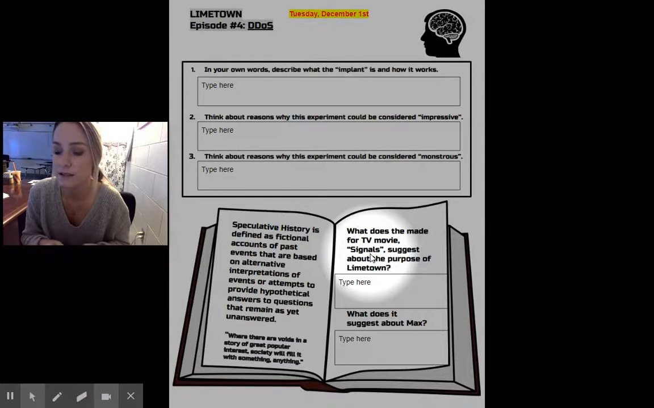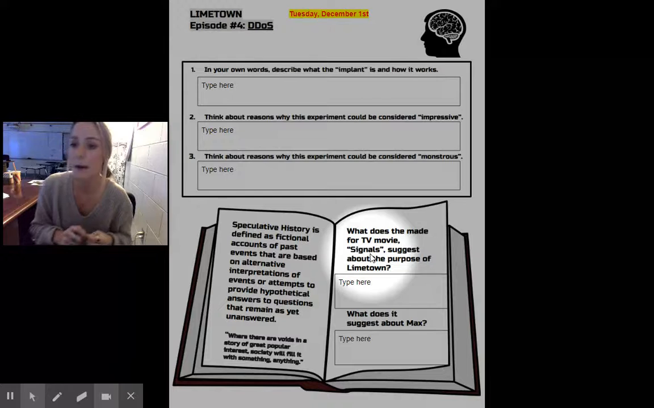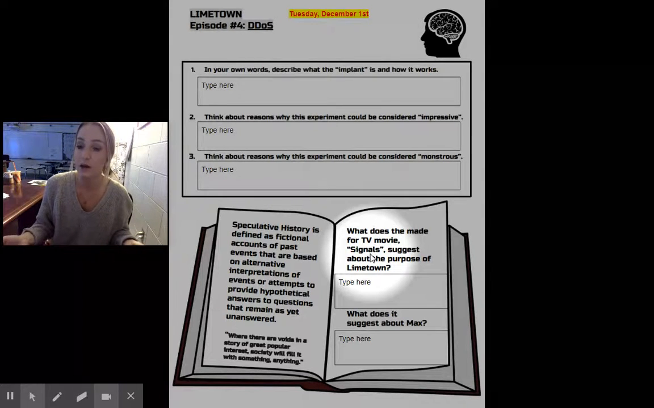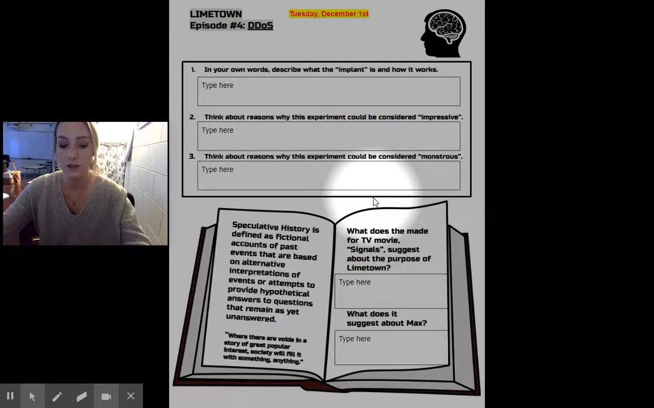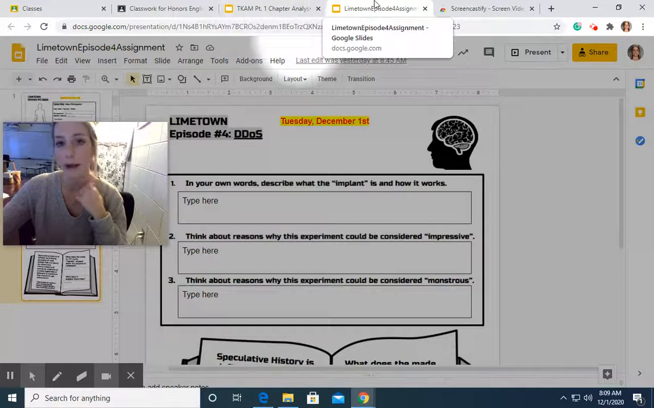And then it says, what does it suggest about Max? What is the TV show, the little clip that they play, what does that suggest about Max's character as a person? Just do your best on those. But if you are looking at the transcript, it'll be right in there for you.